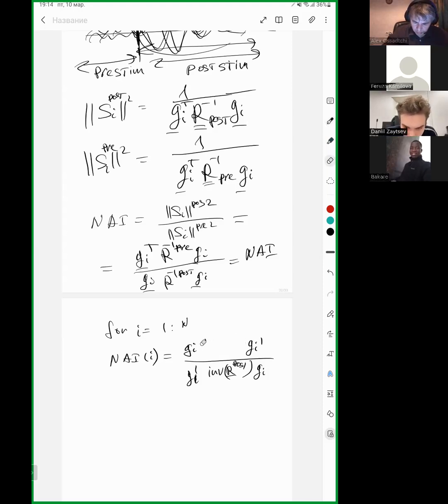Let me make it read better a little bit. Inverse R pre. Okay. Multiply. And this guy. Okay. And that's your neural activity index. That's all. This is a beam.